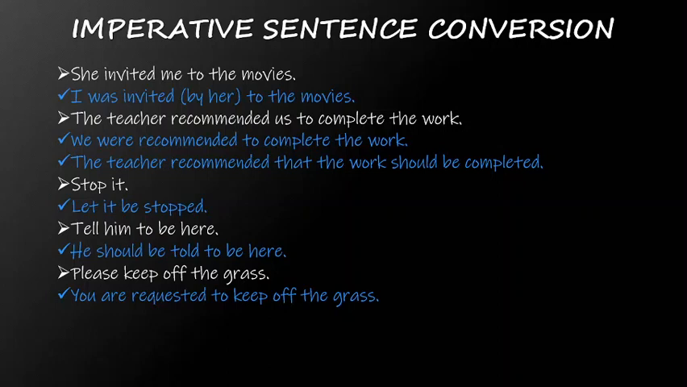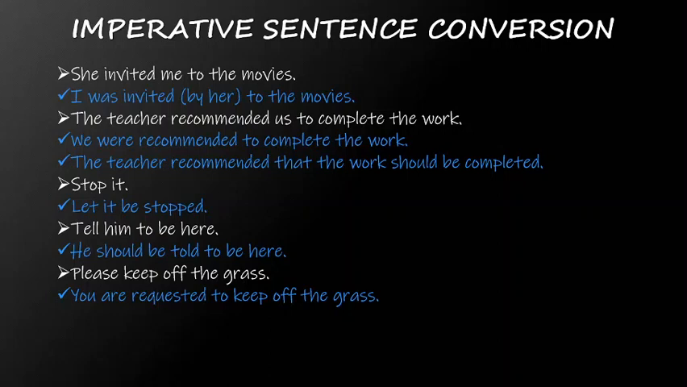So you are requested to keep off the grass as it is. So we are bringing in an infinitive. You, object turned subject, are, be verb, requested, passive form or the third form of the main verb, infinitive to, and then the object, keep off the grass. We can very well say let the grass be kept off if we want to do it with let. Let the grass be kept off, right?